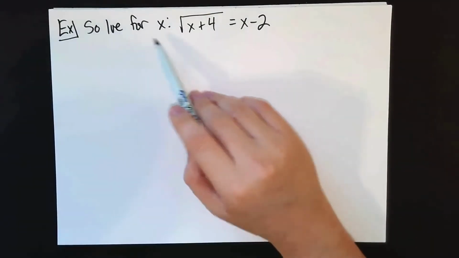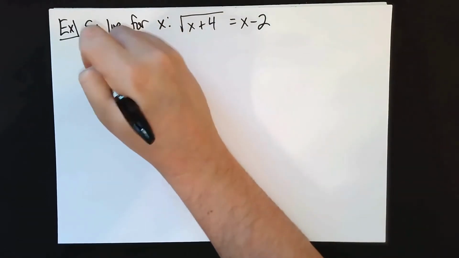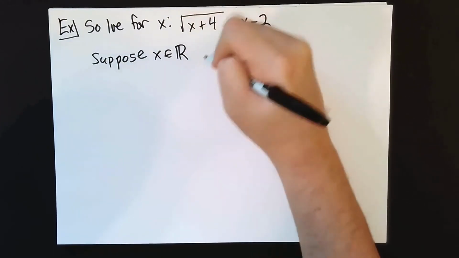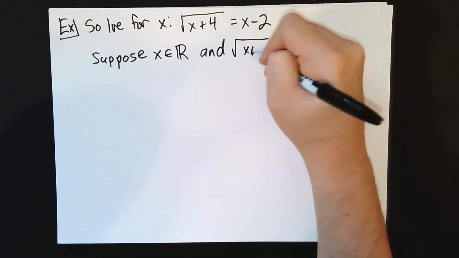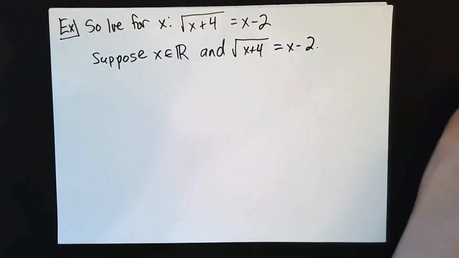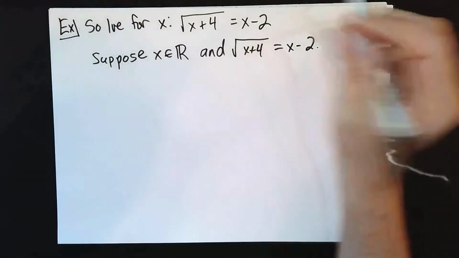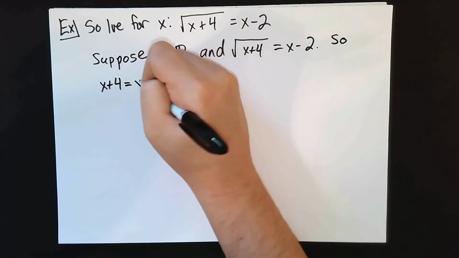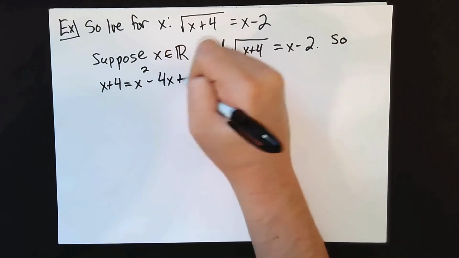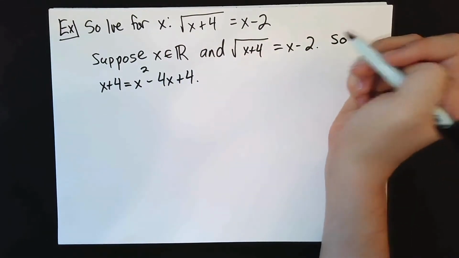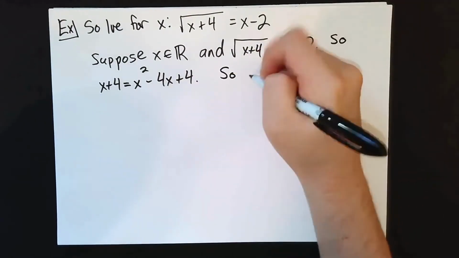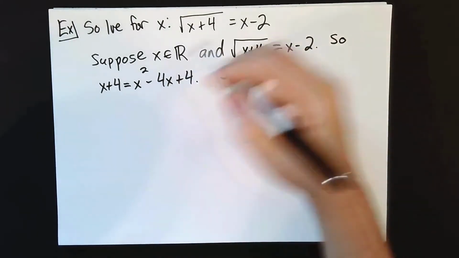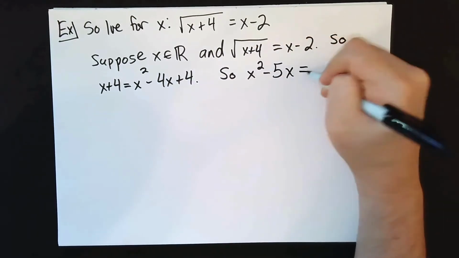So let's now solve for x in this equation. And again, let's be careful about the logic here. So we're going to suppose that x is a real number, and the square root of x plus 4 is equal to x minus 2. I can then square both sides. And so I'll get that x plus 4 is equal to x squared minus 4x plus 4. Now move everything over. So x squared minus, and then this will be minus 5x equals 0.